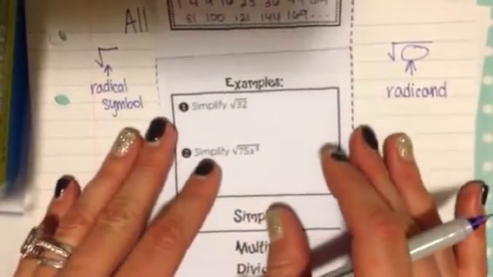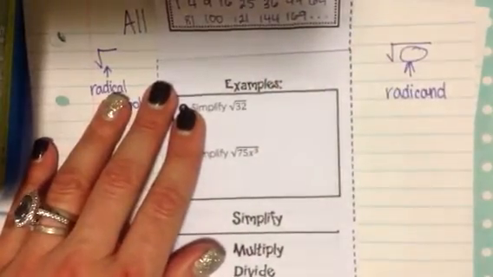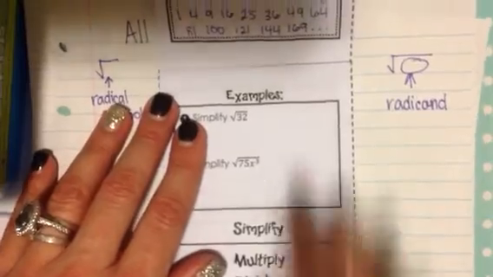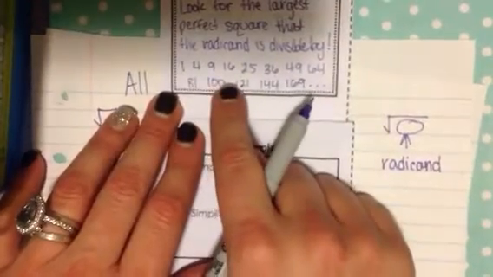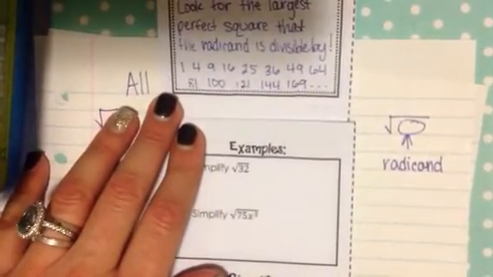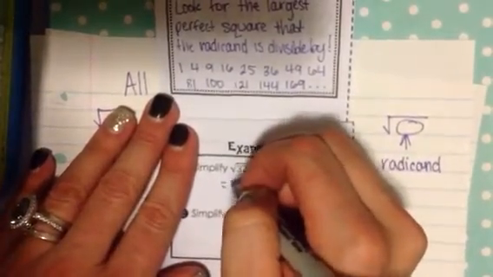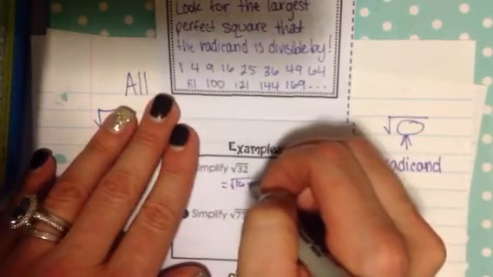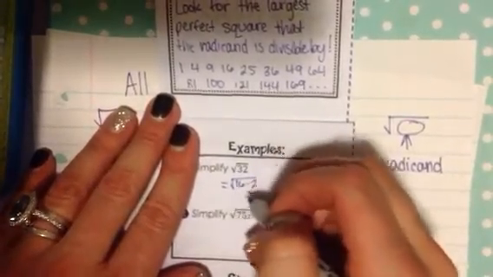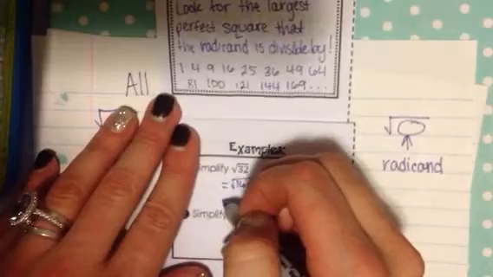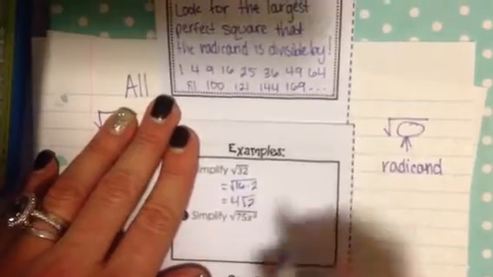So we need to simplify the square root of 32. Well, we know that 32 is not a perfect square. It's not in our list right here. But it is divisible by a perfect square. It's actually divisible by 16. So we can rewrite this as the square root of 16 times 2, and then we can split that up. What is the square root of 16? Well, the square root of 16 is 4, so that goes on the outside, and the square root of 2 is going to stay on the inside.